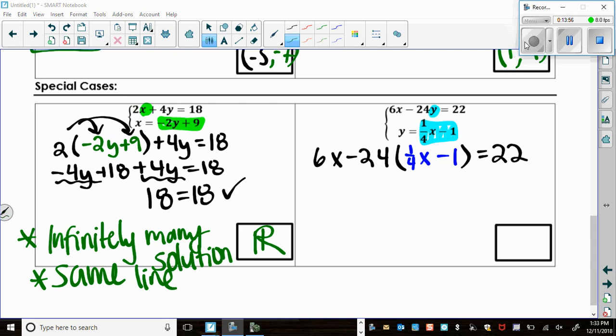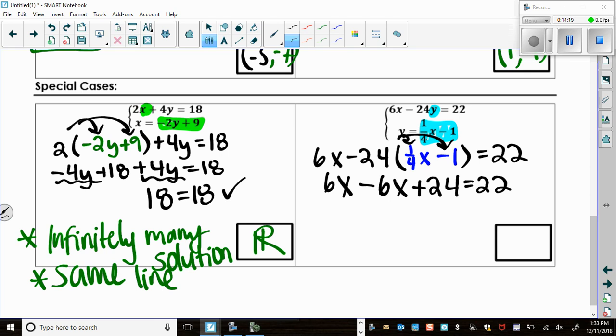So in this case, y is by itself. So I'm going to put that expression into the first one where I see the letter y, which I've done here. And I'm going to do the exact same thing from the previous problem, distribute. We get 6x plus 24. Okay, and then combine like terms. 6x minus 6x, that becomes 0x. And you're left with 24 equals 22.